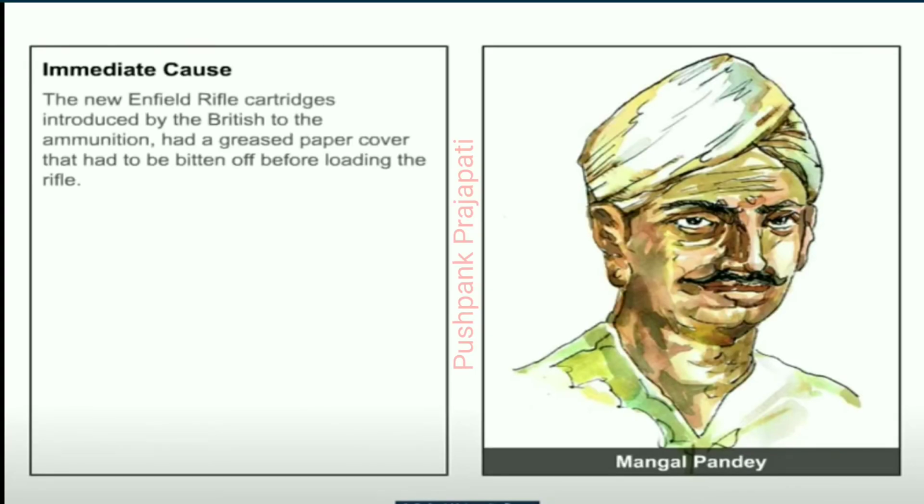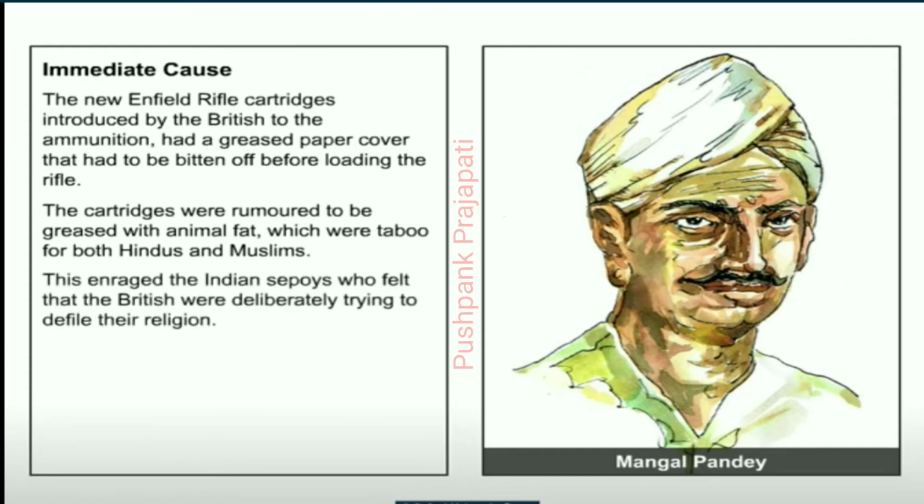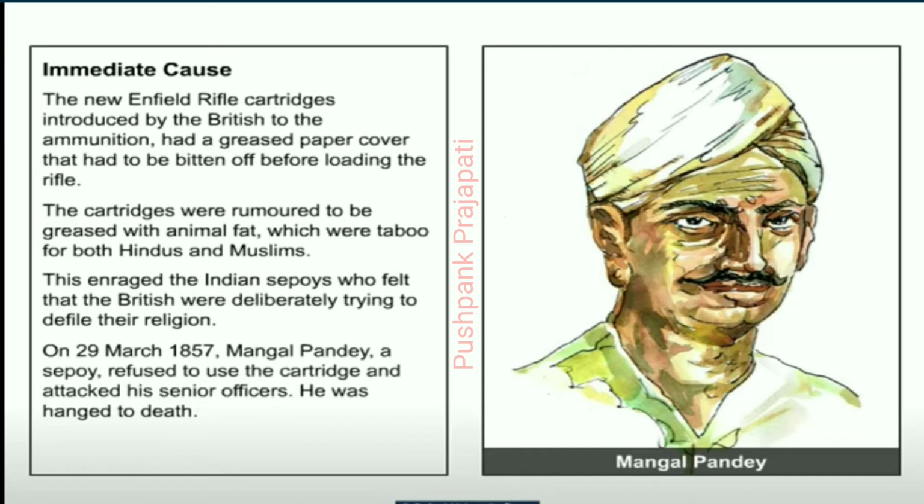Immediate cause. The new Enfield rifle cartridges introduced by the British had a greased paper cover that had to be bitten off before loading the rifle. The cartridges were rumored to be greased with animal fat, which was taboo for both Hindus and Muslims. This enraged the Indian sepoys, who felt that the British were deliberately trying to defile their religion. On 29 March 1857, Mangal Pandey, a sepoy, refused to use the cartridge and attacked his senior officers. He was hanged to death.